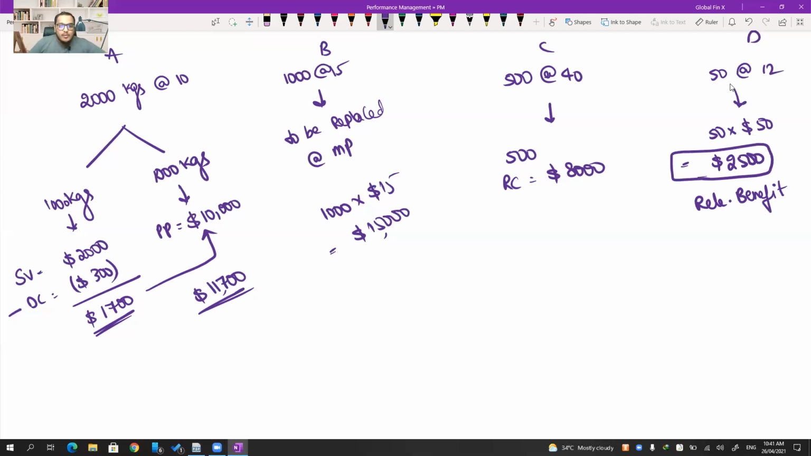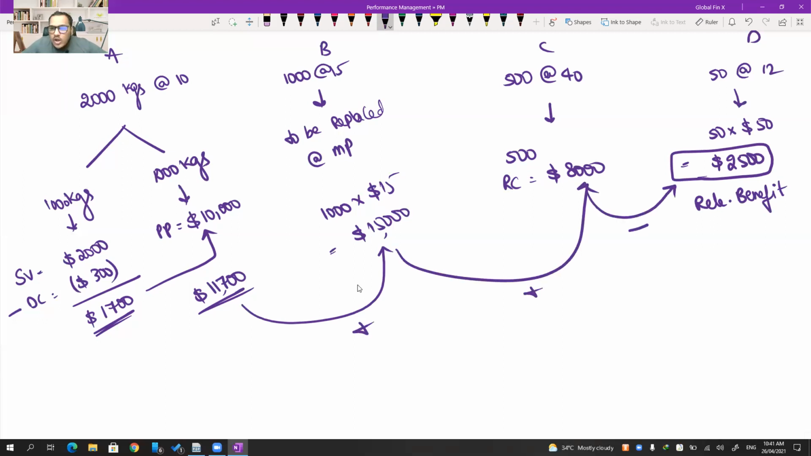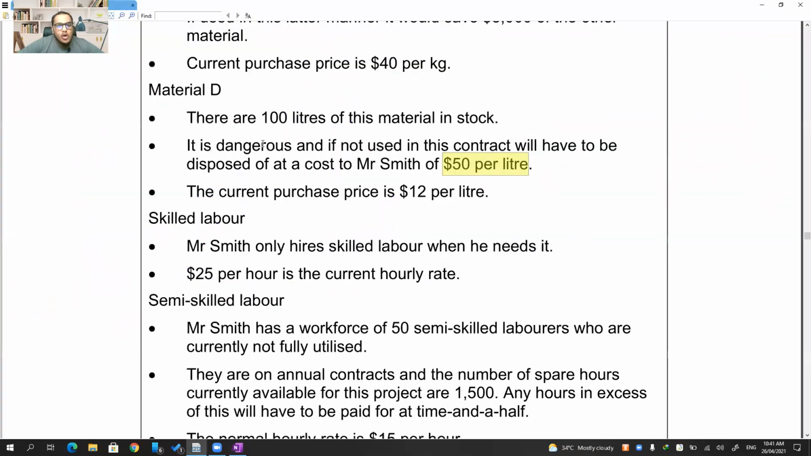So if I'm talking about material relevant cost, it is 11,700 plus 15,000 plus 8,000 minus 2,500. That is your total relevant material cost.